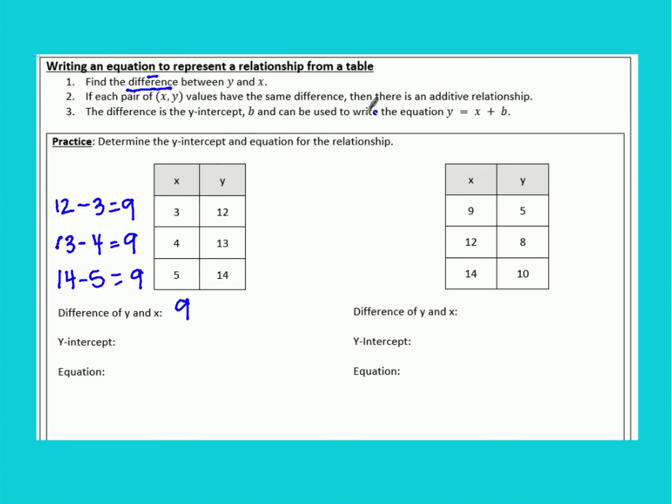So since we have an additive relationship, we can use the difference. That's going to be our y-intercept, and we're going to plug that number in for b in the general form of our equation. So the y-intercept here is going to be (0, 9), or you can write it as b equals 9. Those are two different ways to write it. And that's going to mean that our equation here is going to be y equals x plus 9.